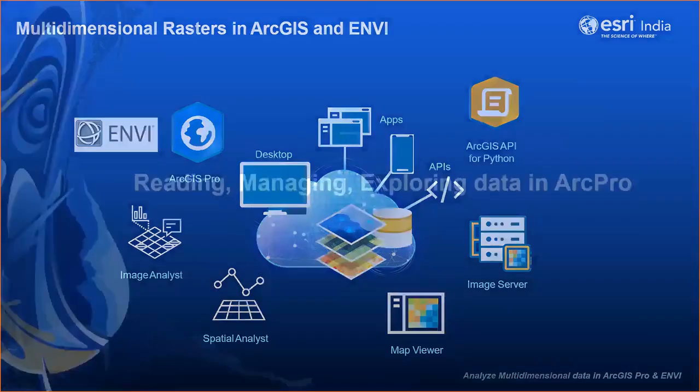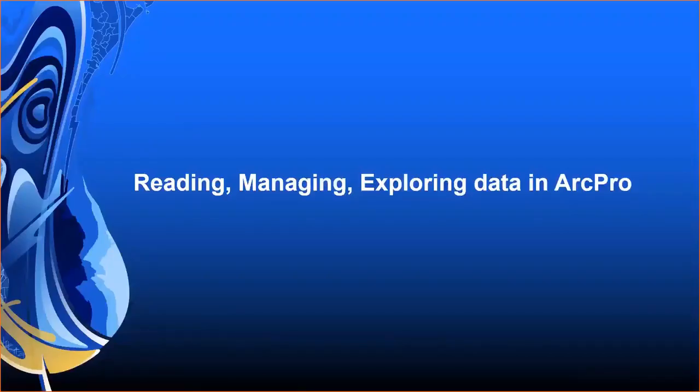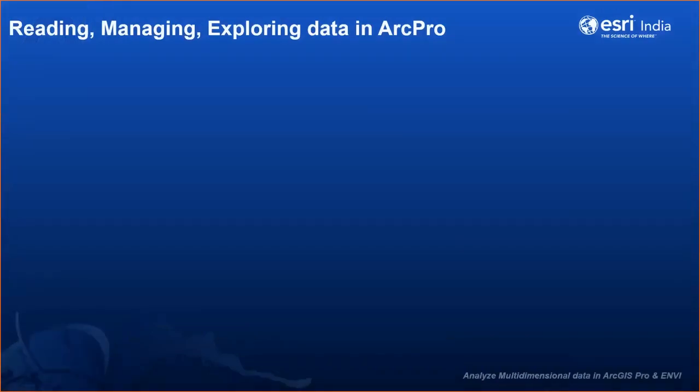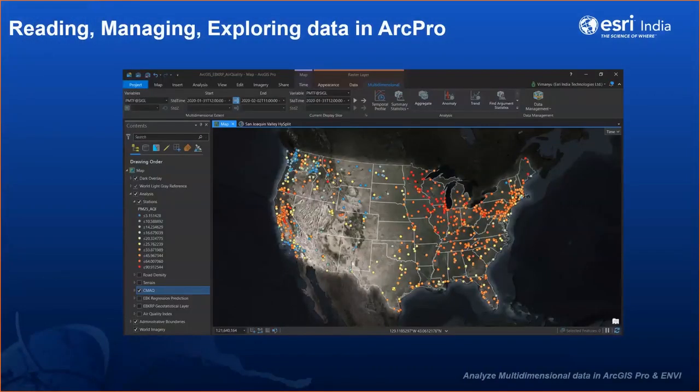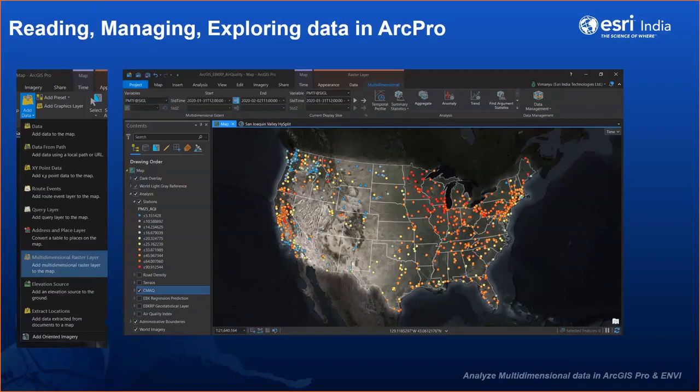So how can we read, manage, and explore this data in ArcGIS Pro? So let's see. Here we have the next generation of desktop called ArcGIS Pro. This is a 64-bit application. You can directly add the multidimensional raster data and access it in ArcGIS Pro. So you can directly ingest, no need to convert.